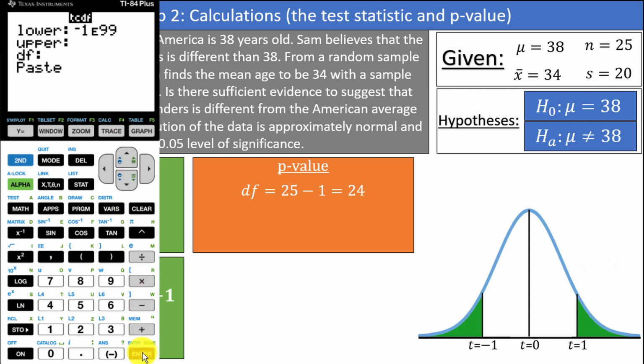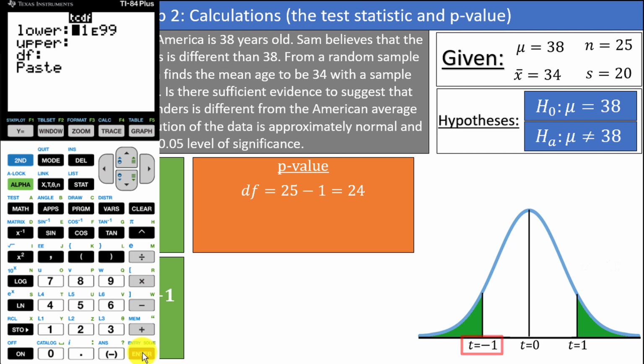Our goal is to find the area in both tails of the distribution. The way we do this is by calculating the area in one tail and then multiplying by 2, since the distribution is symmetric. Typically, you calculate the area in the tail that corresponds to the side of the distribution that the test statistic was on. In this case, t is equal to -1.